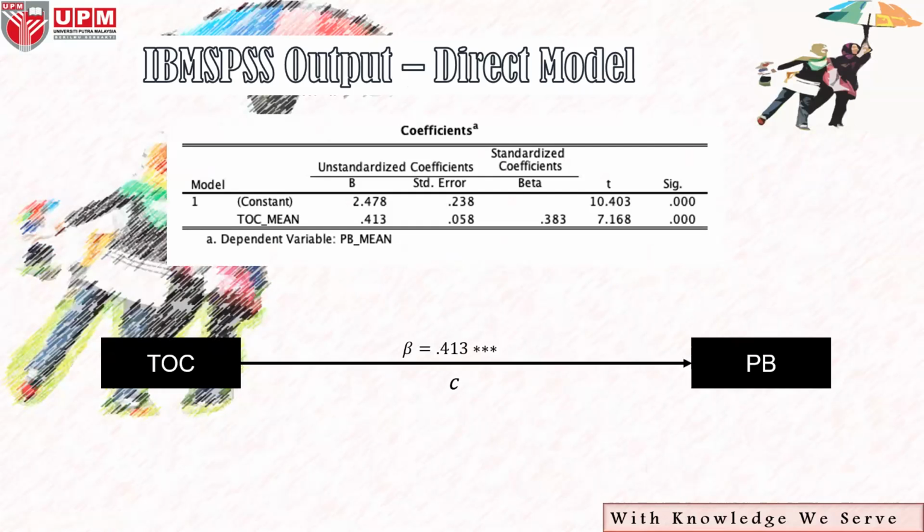Okay, so there we got our finding for the direct model. What we are interested in is the unstandardized value, unstandardized beta. Our B equals 0.413. The result indicated a significant influence as well. Tapi yang kita interested ni unstandardized. Okay, so this is for the direct model.